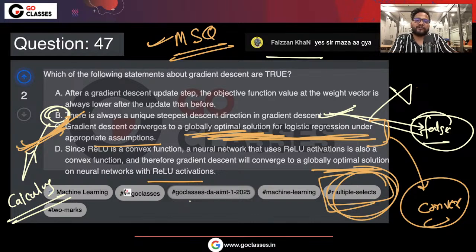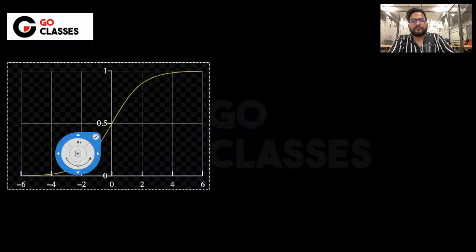And is sigmoid a convex function? Tell me. I think in this particular test we asked the same question. Obviously, sigmoid itself is not a convex function. Let me plot the graph of sigmoid. This itself is not a convex function. See here, sometimes it is up, sometimes it is down, but we want it always up. So this is not a convex function. Now let's move to the next question.